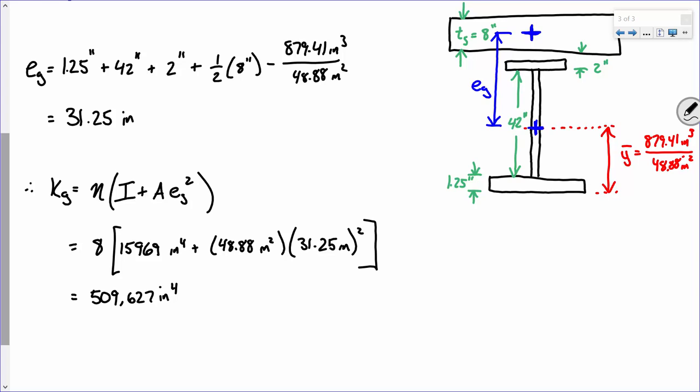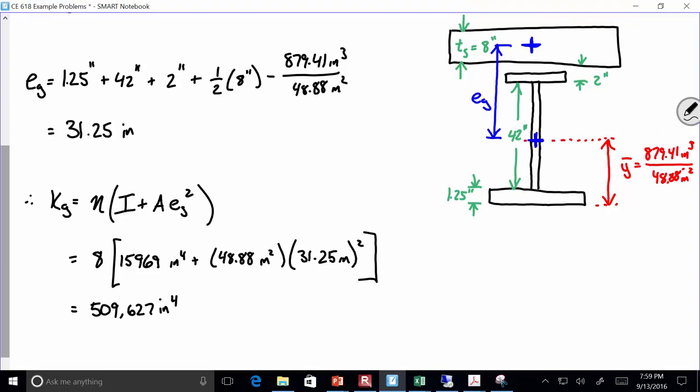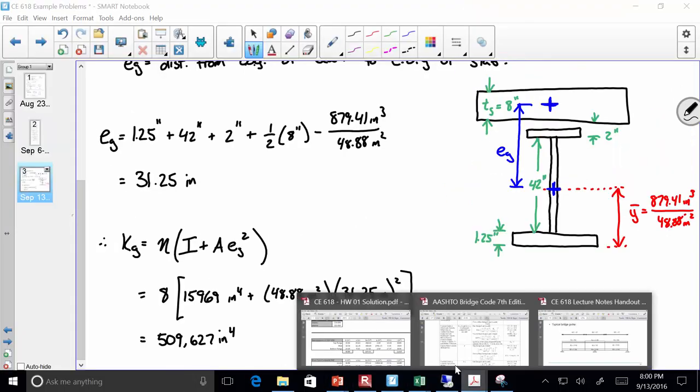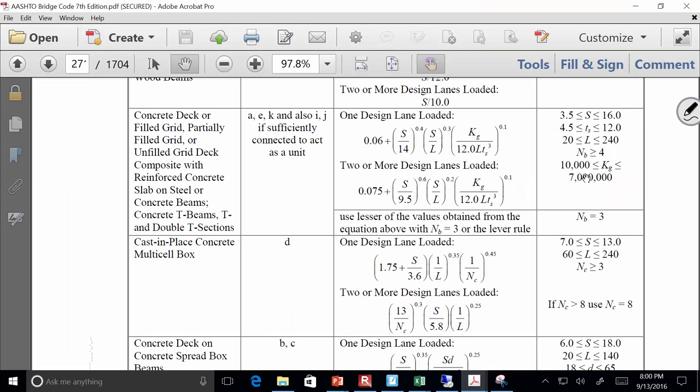Does that fit within our range of applicability according to the spec? Of course, yeah, it's almost like smack dab in the middle. So at least I want to make sure of that. Yeah, so 10,000 to 7 million, so we're good. Okay.